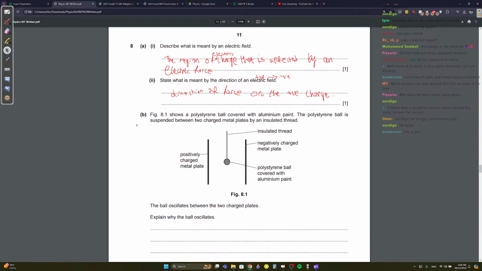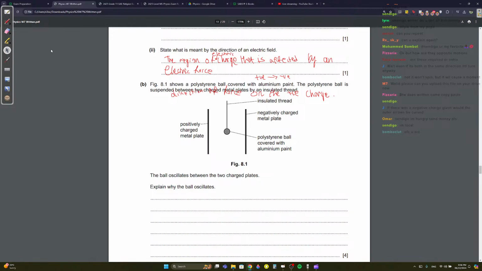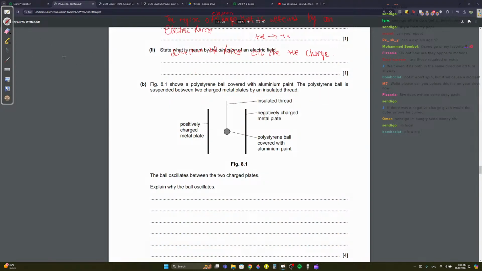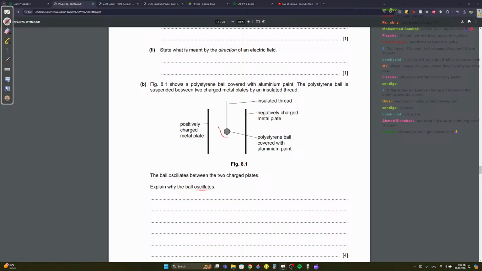Figure 8.1 shows a polystyrene ball covered with an aluminum paint. The polystyrene ball is suspended between two charged metals by an insulated thread. The ball oscillates between the two charged plates. Explain why the ball oscillates. Oscillates means goes left and then right, and then left and then right.